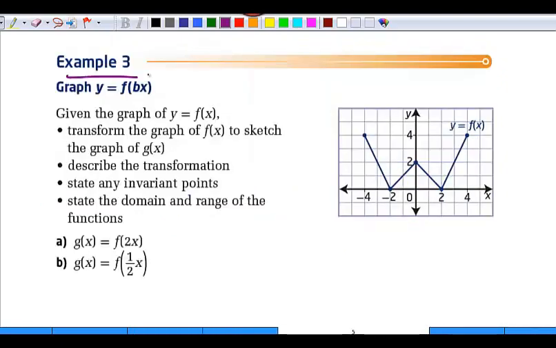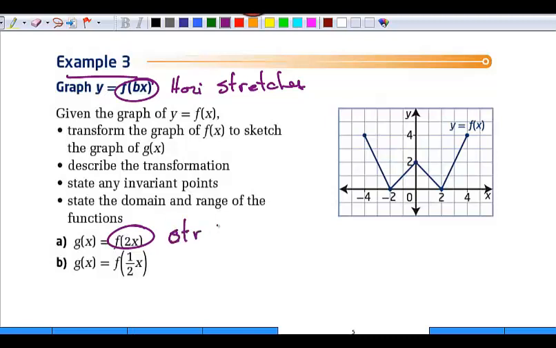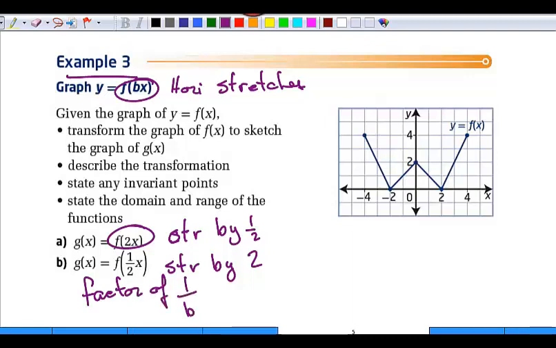In the third example, we're going to look at horizontal stretches and compressions. That's when we've got a b value multiplied. So in the first case, we're looking at g of x is equal to f of 2x. This is a horizontal stretch by a factor of 1/2. Remember, it's 1 over b. And the second one here, b, is a stretch by 2, because we're going 1 over b. 1 over 1/2 is 2.